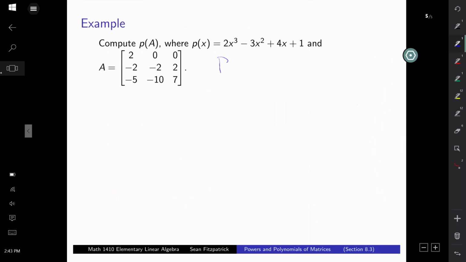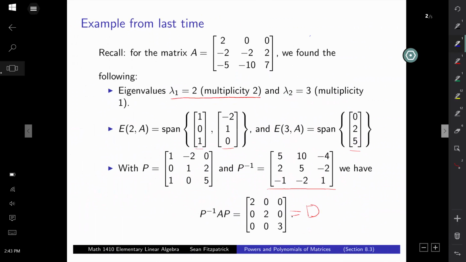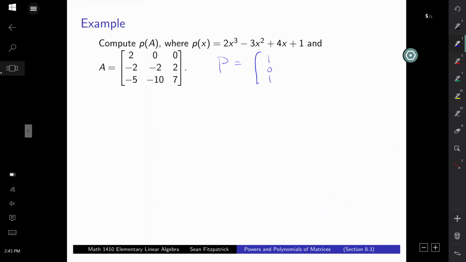So we had our matrix P: 1, 0, 1; minus 2, 1, 0; and 0, 2, 5. I'm bad at remembering these. Let's keep track of that for now. Lambda 1 is equal to 2, and that one shows up twice. Lambda 2 is equal to 3.